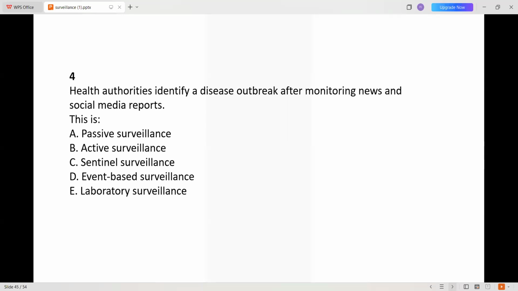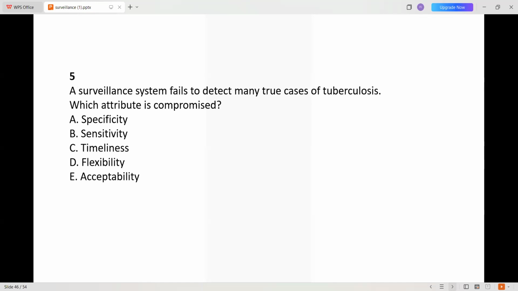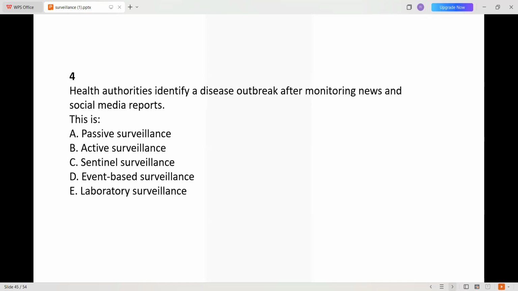MCQ number 4. Health authorities identify a disease outbreak after monitoring news and social media reports. This is A. Passive surveillance, B. Active surveillance, C. Sentinel surveillance, D. Event-based, E. Laboratory. So D is the right option.